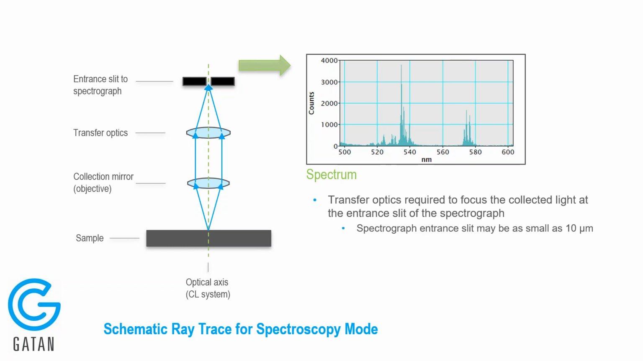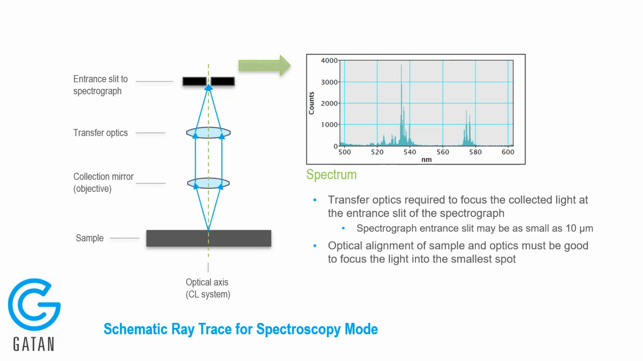Now, the entrance slit to the spectrometer could be set as small as 10 microns, in which case our transfer optics require us to focus the light down to as small a spot as possible so that as much of it goes in through that 10 micron slit as possible.